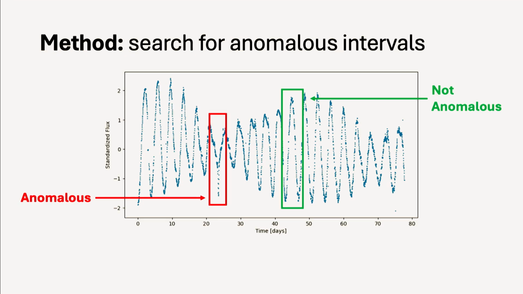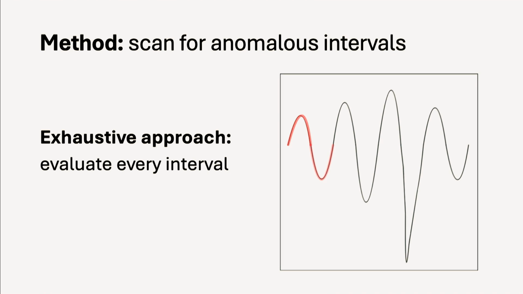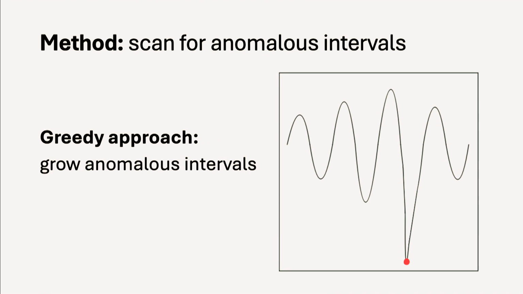And we want to use these Gaussian processes to identify which intervals are anomalous, such as this red one, and which are not anomalous. How we do this is we hold out intervals during Gaussian process fitting, and then we evaluate the p-value of that interval under the learned multivariate normal distribution. We can do this exhaustively by brute forcing, searching every possible interval in the light curve and determining its p-value to find the anomalies. But that's very computationally expensive, so we also propose a greedy alternative that instead grows anomalous intervals out of highly residual observations.